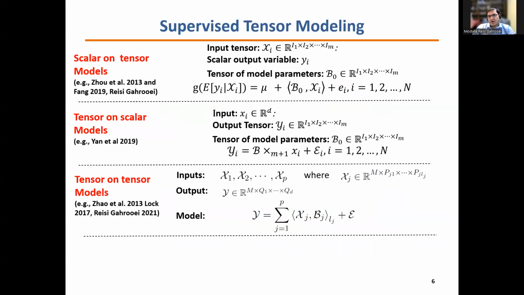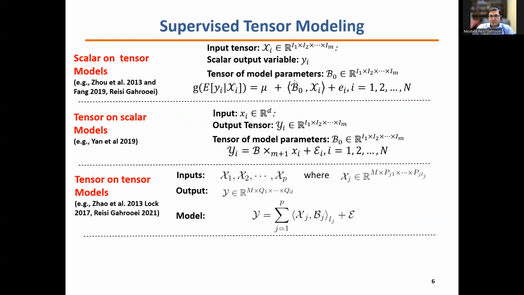There are different modeling frameworks for tensors. Particularly here, I'm discussing supervised tensor modeling. For example, there are scalar-on-tensor models, tensor-on-scalar models, and tensor-on-tensor models. In scalar-on-tensor models, the input is a tensor of a large dimension, and the output is a scalar that can be a real value or a binary value, for example.